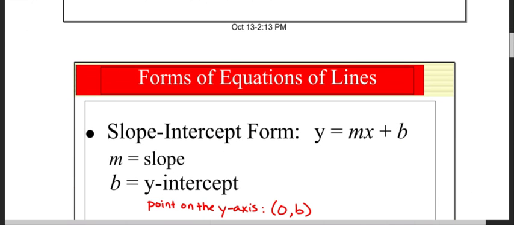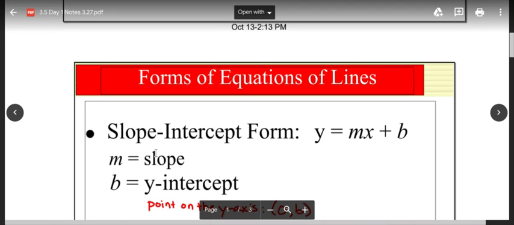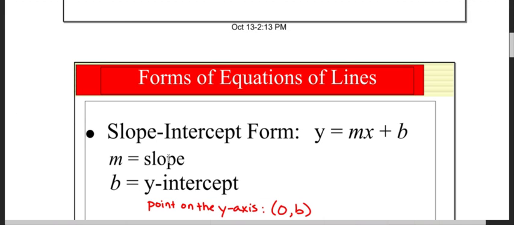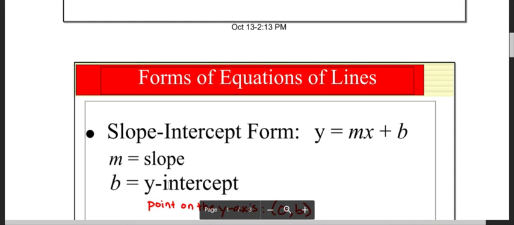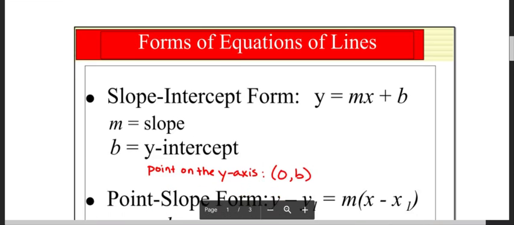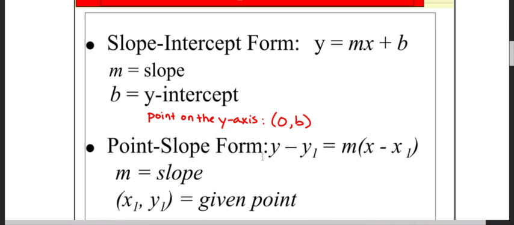Alright, there are a couple forms of equations of lines. There is slope-intercept form, which is y equals mx plus b, where m equals slope and b equals the y-intercept. The y-intercept being the point on the y-axis, 0, b. That's the point where the line crosses the y-axis.